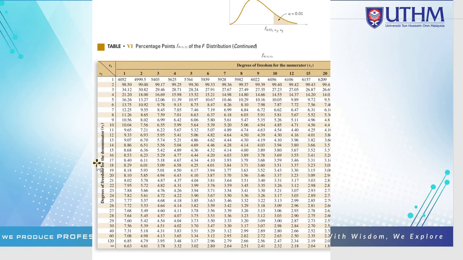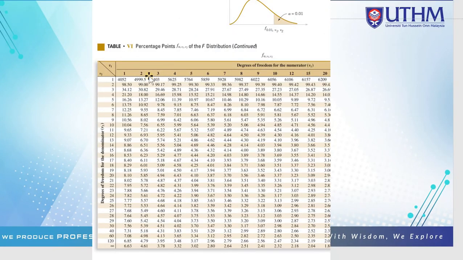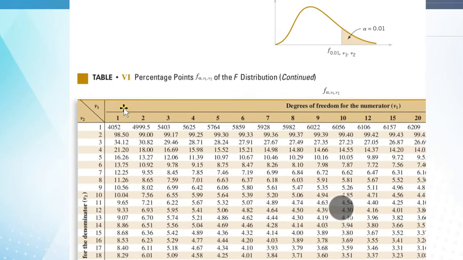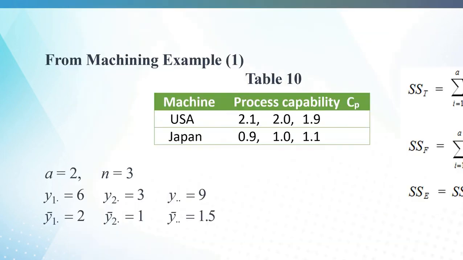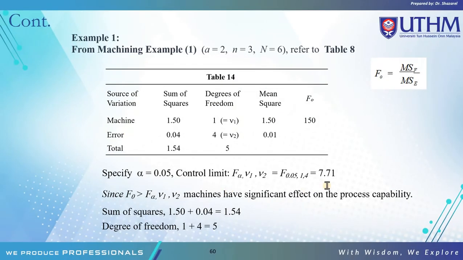Let's refer to the example just now. V1 is 1 and V2 is 4, and this one is for 0.05. Sorry, the value here for V1 equal to 1 and V2 equal to 4 is 21.2, but this one is for alpha equal to 0.01. So of course it's not the same as the value 7.71.